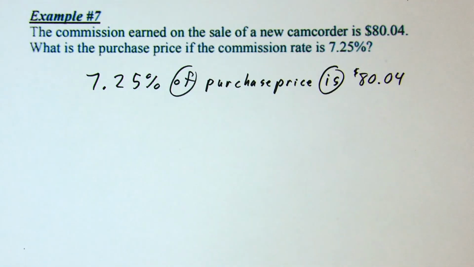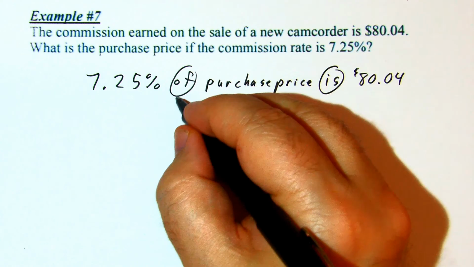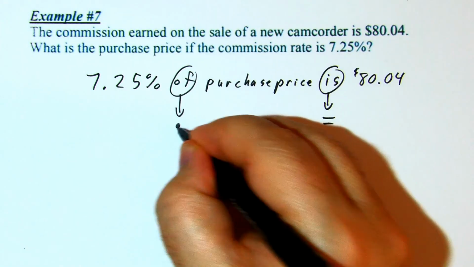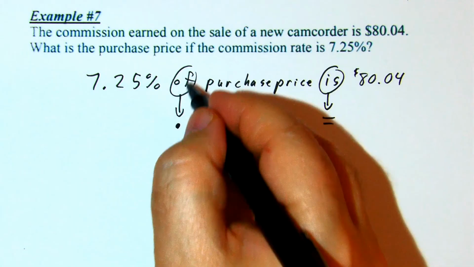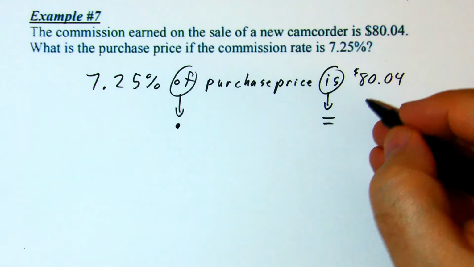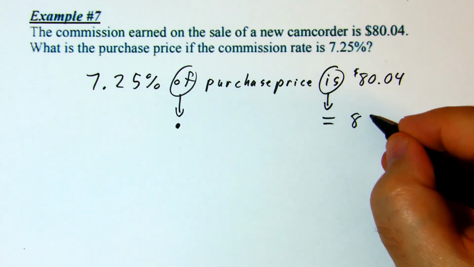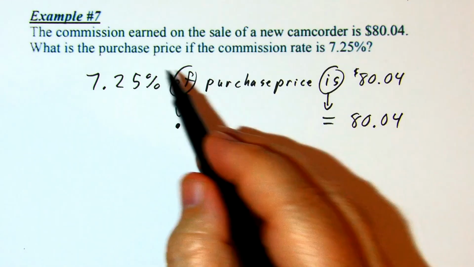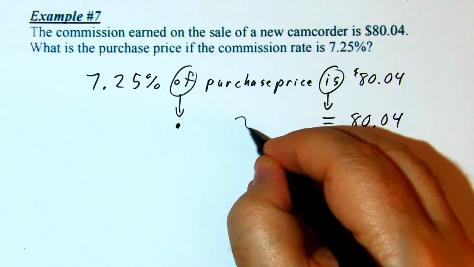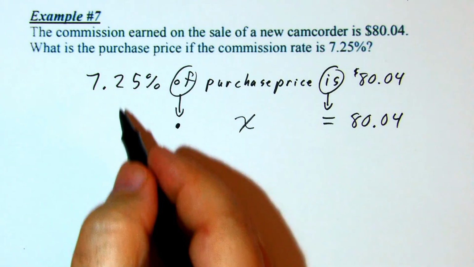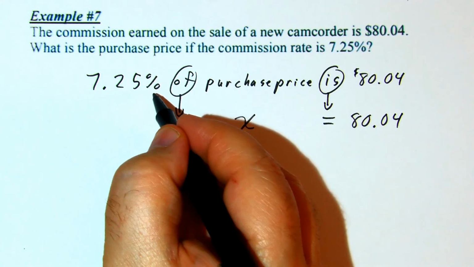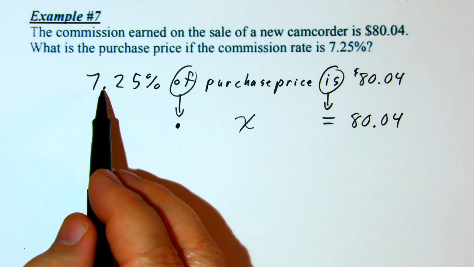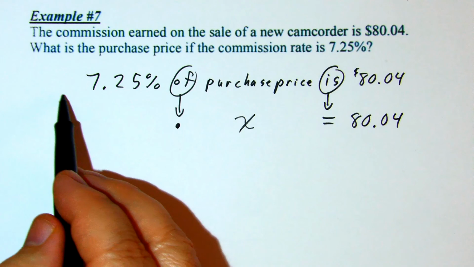We then translate this English sentence into a mathematical equation. Is gives us the equal sign. Of is our multiplication. This $80.04 can come straight down, but we don't need to write the dollar sign. The purchase price is what we don't know, it's what we're looking for, so that becomes our X. The percent, when we bring it down, we'll get rid of the percent symbol, and we have to move the decimal point. When you're going from percent to decimal, you move it 2 places to the left.